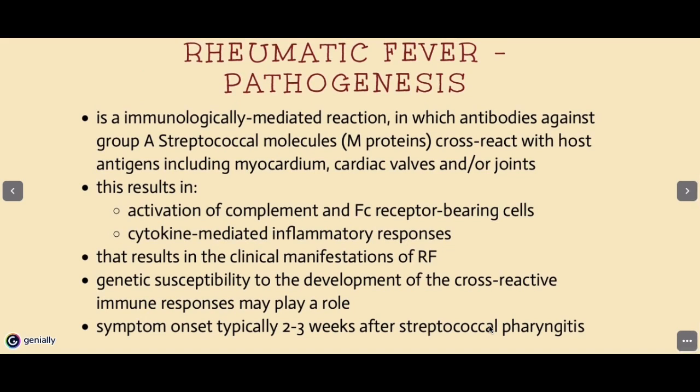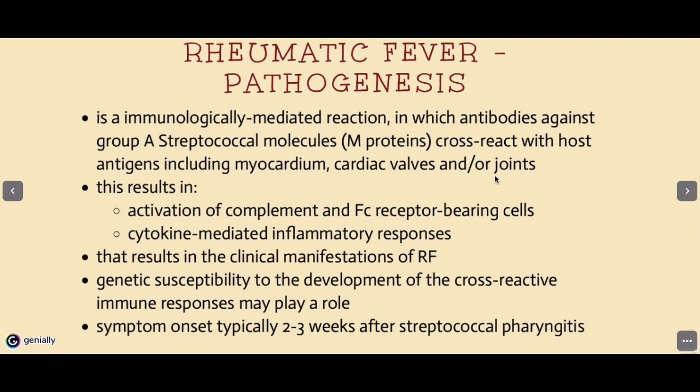So what is the pathogenesis of rheumatic fever? Rheumatic fever is an immunologically mediated reaction. In this case, the antibodies against group A streptococcal molecules cross-react with host antigens, including myocardium, cardiac valves, and or joints, for example. Following an infection by streptococcus, typically streptococcal pharyngitis, but theoretically infection by streptococcus even at other sites such as the skin may also produce the same reaction.